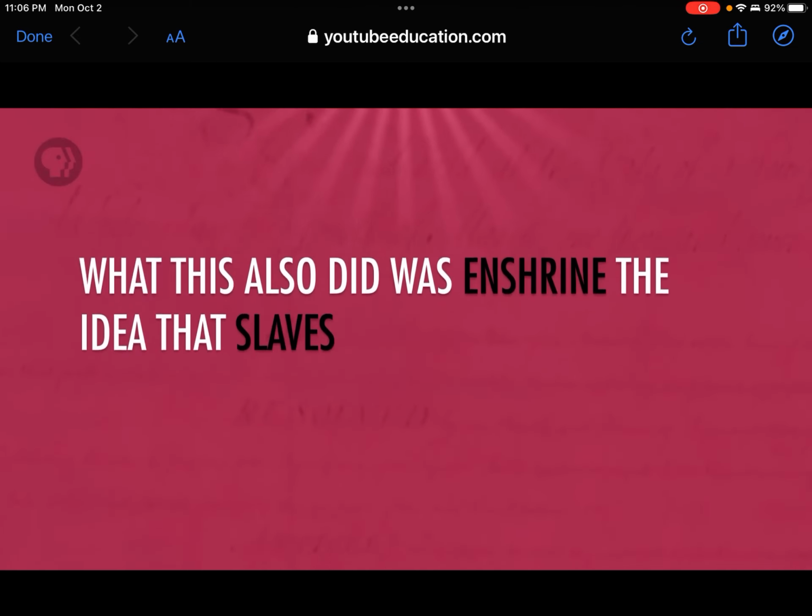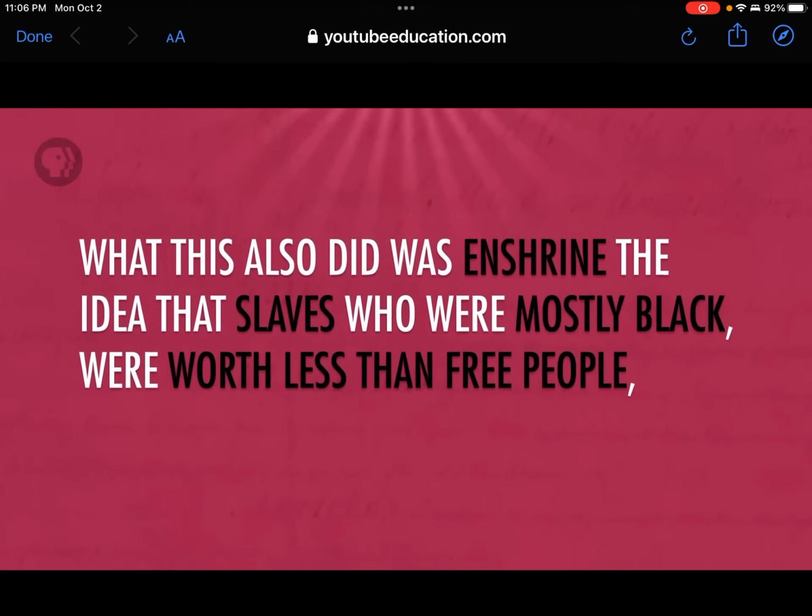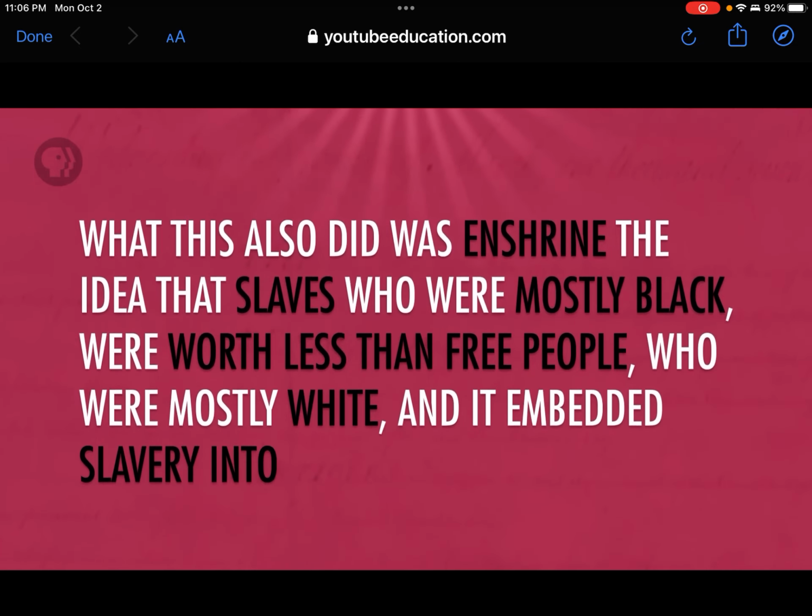Thanks, Thought Bubble. Anyway, this meant that the states with large populations of slaves would be disproportionately represented in Congress, but not quite so badly that most northern states with small numbers of slaves wouldn't vote for the Constitution. What this also did was enshrine the idea that slaves, who were mostly black, were worth less than free people, who were mostly white, and it embedded slavery into the Constitution.